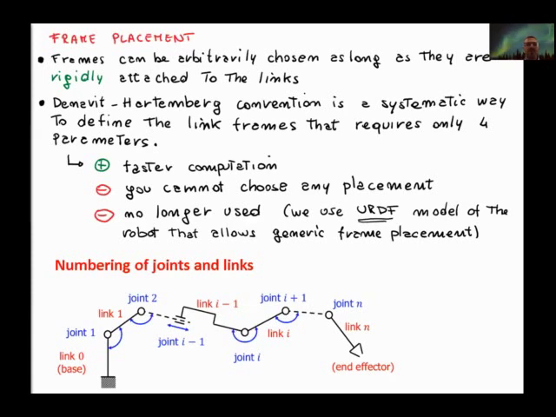One convention is the numbering of joints and links. We start from the base link with number 0, then we have a first joint, then link 1, and then joint 2. And we go up to joint n that supports the last link, the last body. And then we have the end effector. Usually the end effector is defined as a rigid transform with respect to the last link.